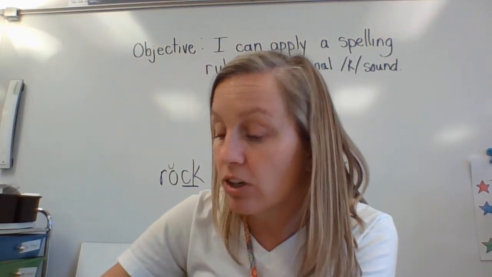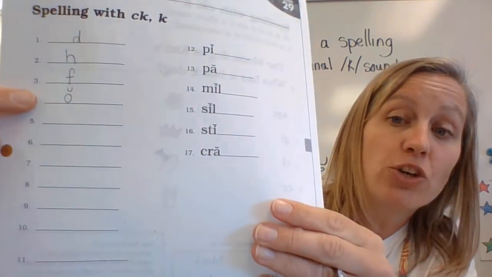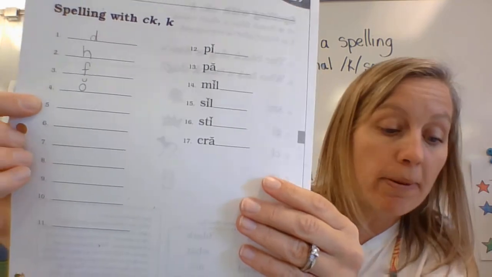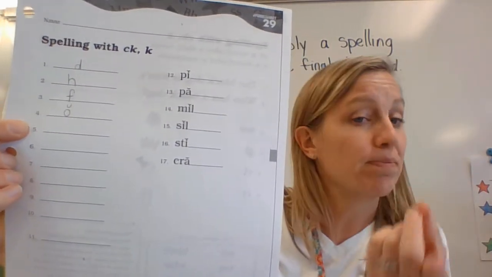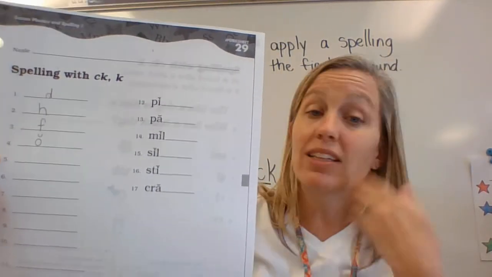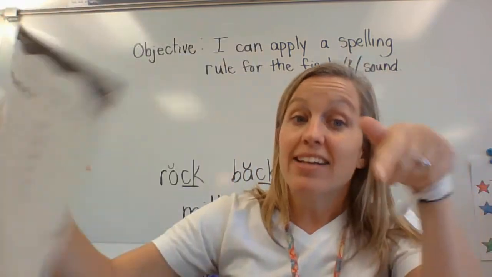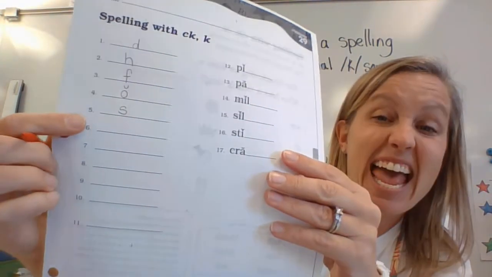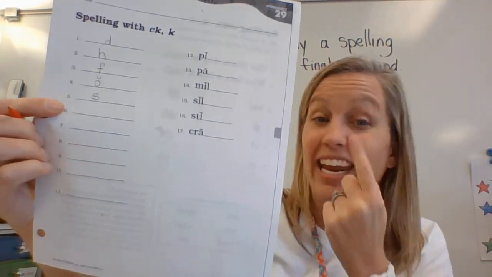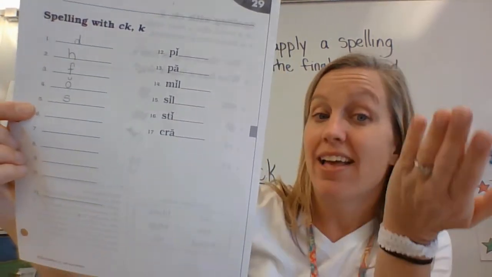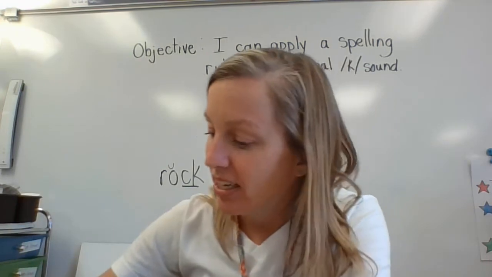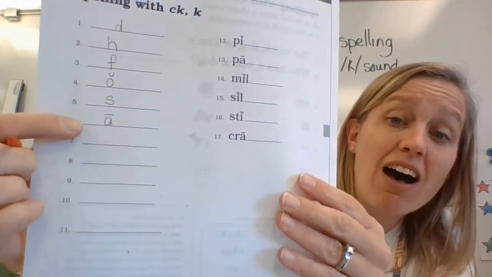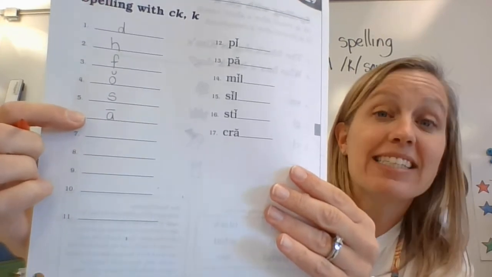Is ah long or short? It's short because it doesn't say its name. Number 5, the sound is... what letter? S. Write it. Number 6, the sound is A. What letter? A. Write it. Is A long or short? It's long because it says its name.